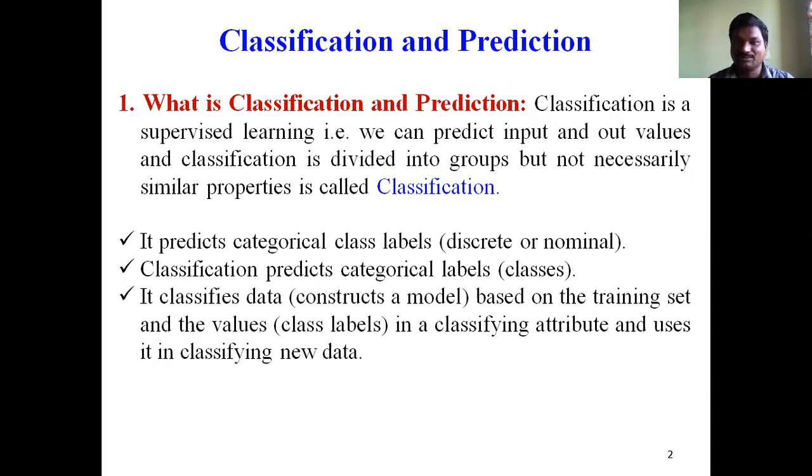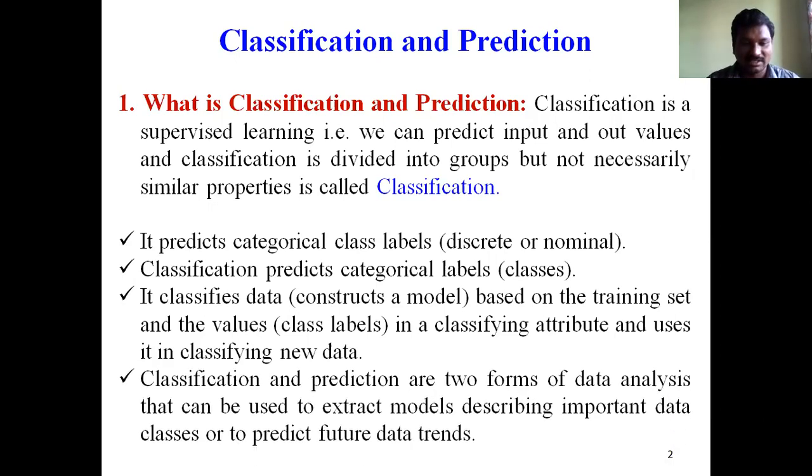The main intention of this classification is the identification of different rules. That means identification of a model for the system. That is called the main intention of classification. And then classification and prediction are two forms of data analysis that are used to extract the model. Here I am telling you model in the sense of rules. Extracting the model describing the important data classes or predicting the future data trends. That is something about the classification.